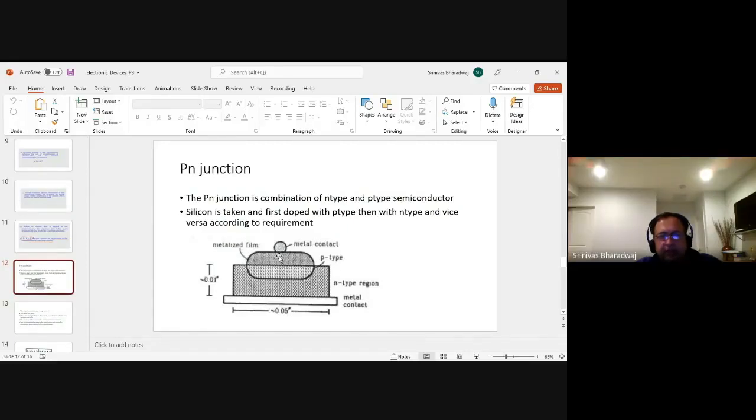Then on top of that, you have some metal, and then you have a contact. You connect this to a wire. The metal contact is connected to a wire, right? Or it's a pin, right? And then that goes to a wire as part of the circuit board, right?